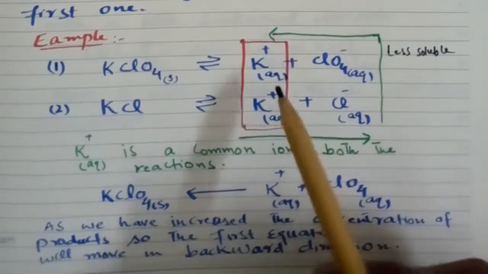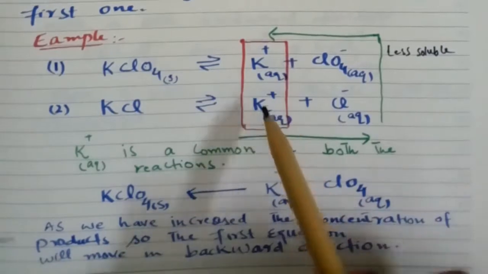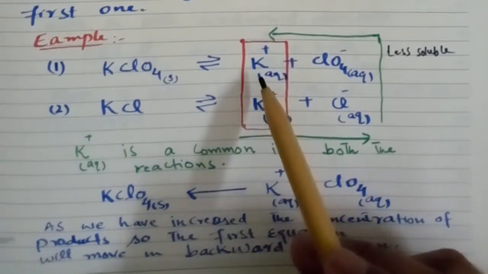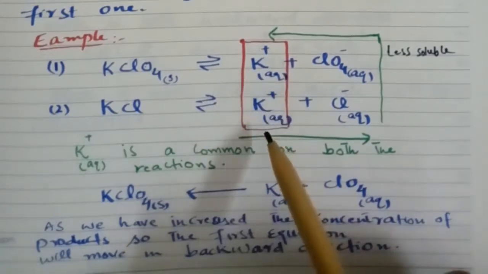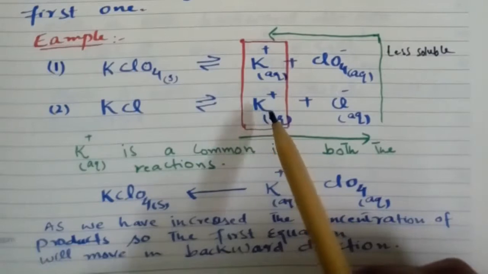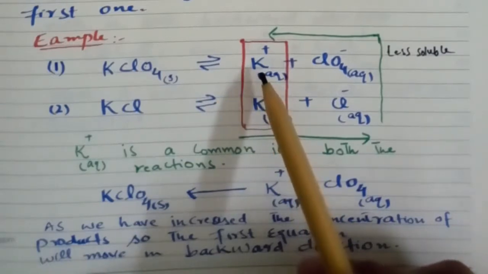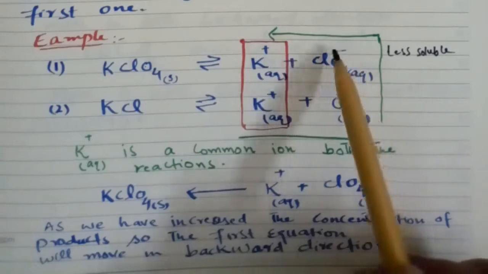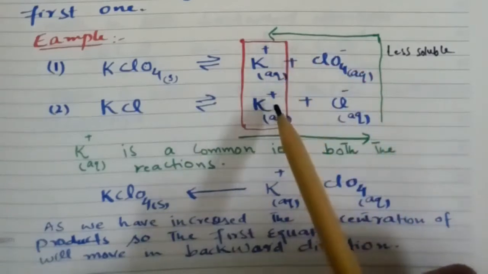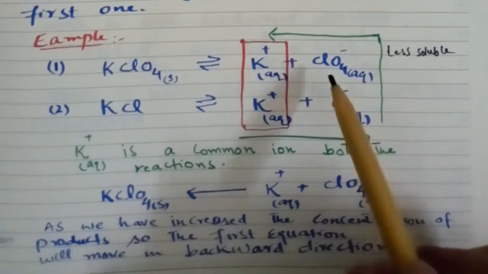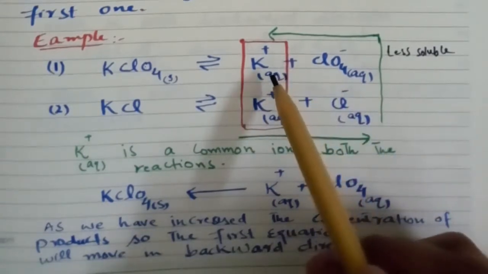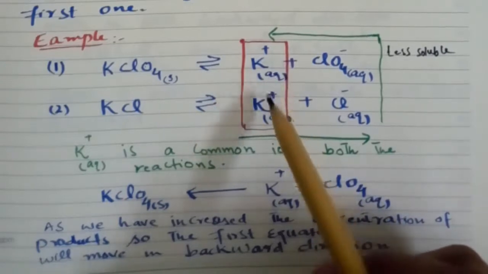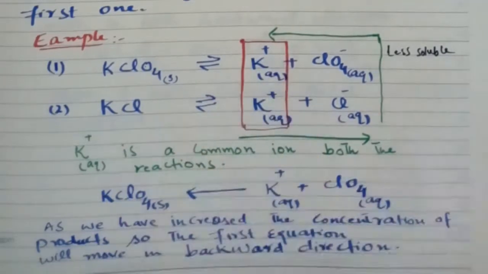Now when it is dissolved, potassium is produced. This potassium will increase the concentration of potassium in the first reaction, and this ion is common in both cases. Now what will happen? According to Le Chatelier's principle, when the concentration of products is increased, the reaction will move in the backward direction. This common ion will tend to move the first reaction in the backward direction because the concentration of potassium is increased. This type of effect, in which one of the ions is common in both reactions, is called the common ion effect.